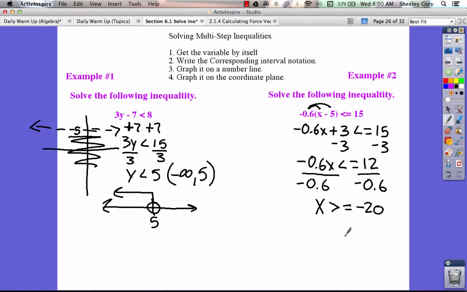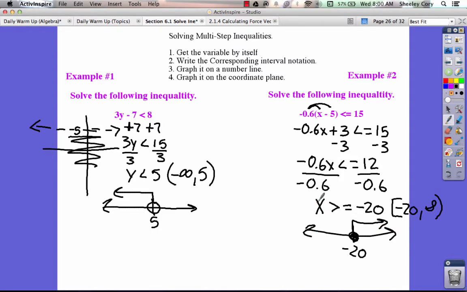Now we need to make the corresponding interval. So greater than or equal to negative 20, that means negative 20 is the least. It could be equal. It's going up to infinity. Then we're going to make the number line. Negative 20, mark it. We've got a closed dot shaded to the right.